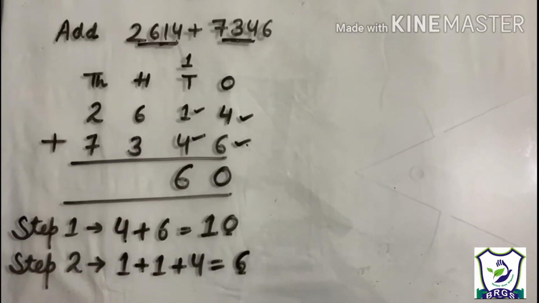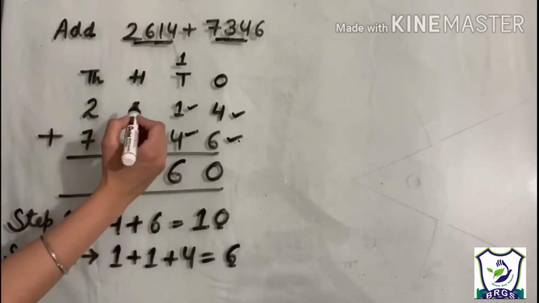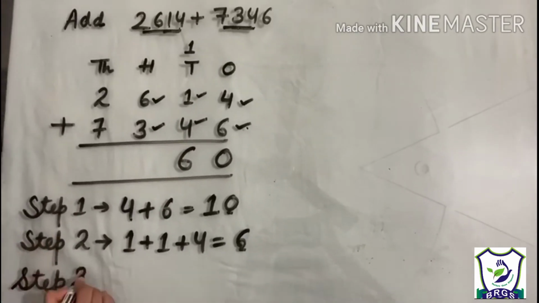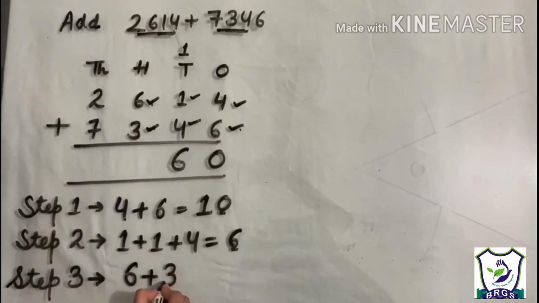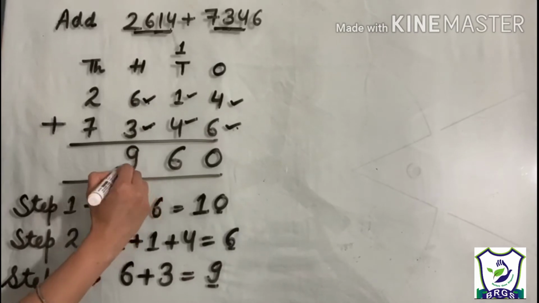In the same way, our next step is to add the hundreds. Our hundreds are 6 and 3. This is our step 3. Now we will add 6 and 3. 6 plus 3 is 9. So we will write our 9 in the hundreds column.